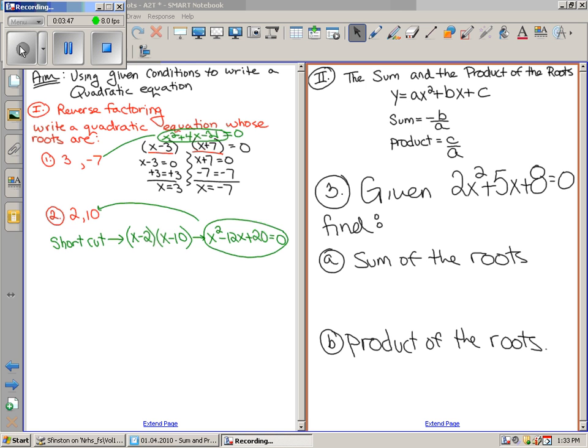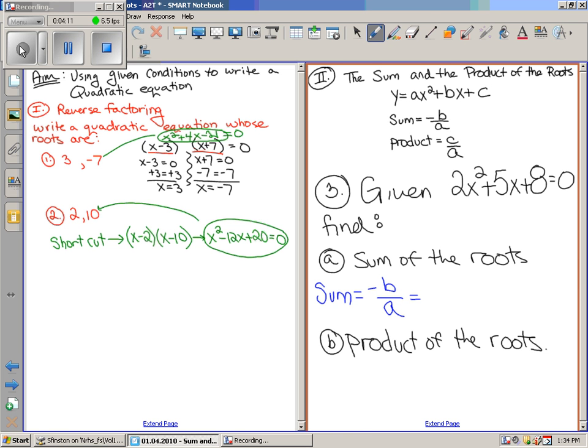All right, guys. So we're gonna do number 3. I gave you a quadratic equation. Can you find the sum of the roots just by plugging into this formula? Oh yeah, of course you can. It's real easy. On a scale of 1 to 10, this is like a 1. What do you plug in for b? 5. So that's going to be negative. And what's a? 2. So the answer is negative 5 over 2. And that's going to be the sum.